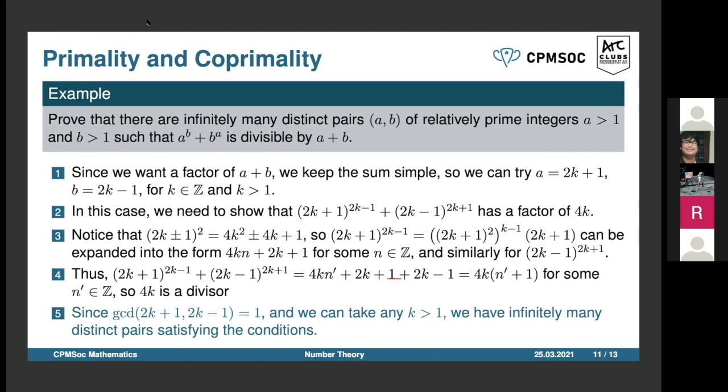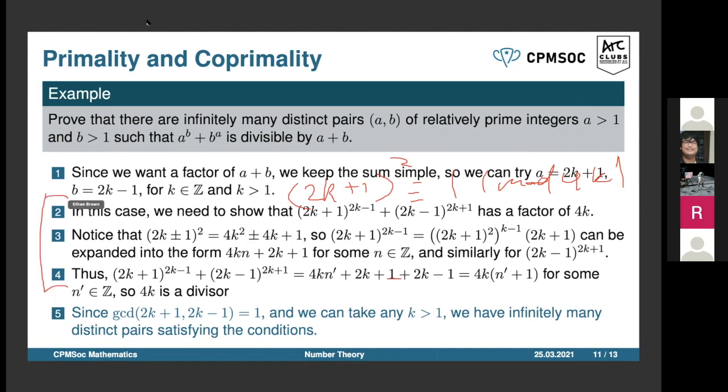I guess it showcases why modular arithmetic is so nice, because all of this avoids using mod, right? But you can very easily say something like (2k+1) squared is equivalent to 1 mod 4k. And then from there, you can simplify this in one line instead of going through all of this. So it's nice for that.